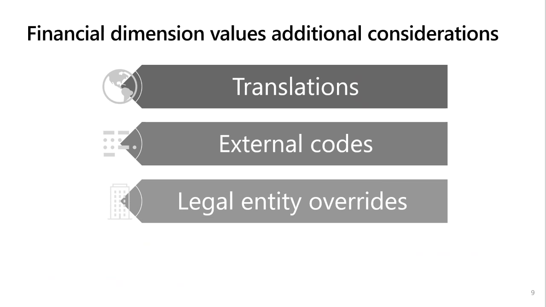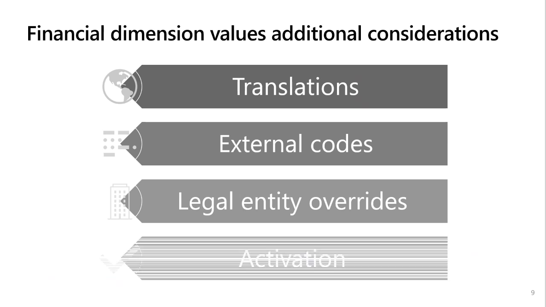Much like main accounts can have legal entity overrides, so can a financial dimension. This option is only available for custom dimensions and entity-backed dimensions where the data is not already legal entity specific. The options available for legal entity overrides include suspend, active from and to dates, and the owner field.